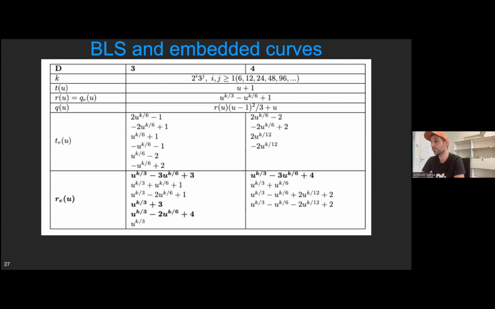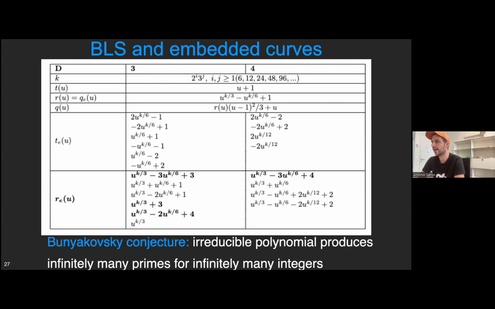And in this case, what you're interested in are the solutions that are irreducible. The reason why we're interested in that is because they are irreducible polynomials, and we leverage the Bunyakovsky conjecture, which says that an irreducible polynomial produces infinitely many primes for infinitely many integers. So at this point, you can find BLS curves and embedded curves parameterized by the CM discriminant, where the order of the embedded curve is prime.